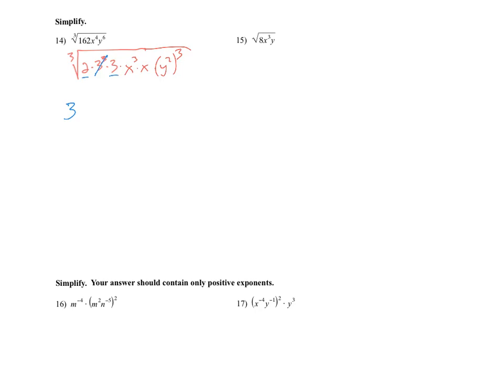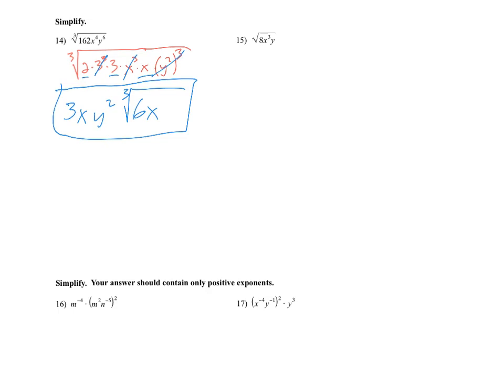X cubed can come out as x. X stays in. Y squared cubed comes out as y squared, and then everything that's under the radical, 2, 3, and x, 2 times 3 is 6, is x. So we get this as our simplest radical form of the cube root of 162 x to the 4th y to the 6th. Okay? All right.